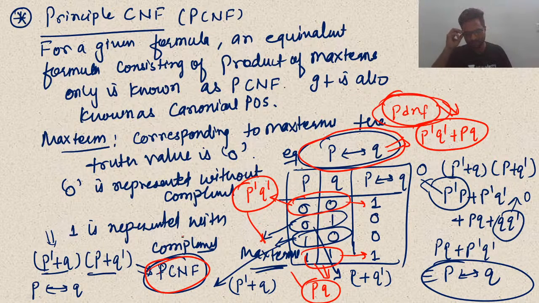Can I say two well-formed formulas are equivalent? That means any two logical expressions are equivalent if and only if the PDNF form of both the expressions is the same. Similarly, two logical expressions or functions are the same if and only if the PCNF form of both the functions is the same. Yes or no?